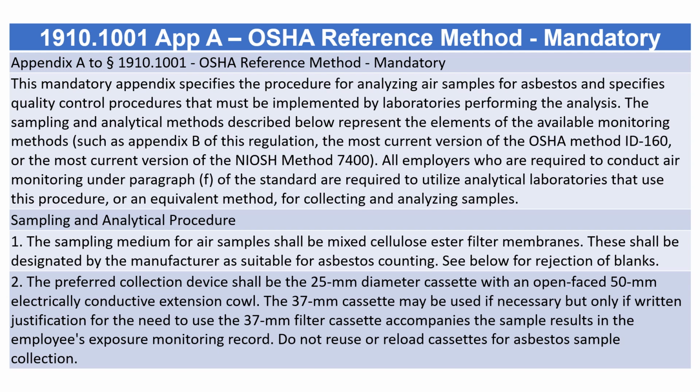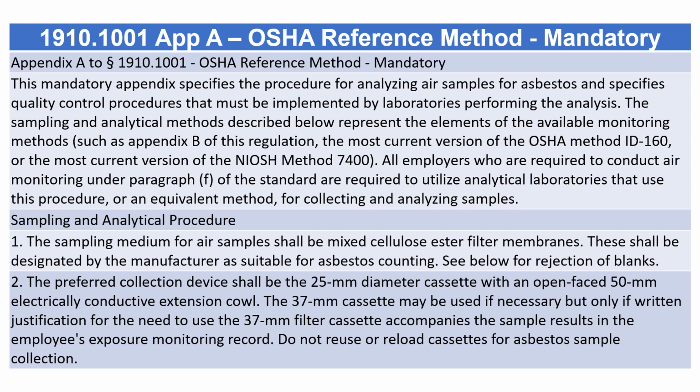This mandatory appendix specifies the procedure for analyzing air samples for asbestos and specifies quality control procedures that must be implemented by laboratories performing the analysis. The sampling and analytical methods described below represent the elements of the available monitoring methods, such as Appendix B of this regulation, the most current version of the OSHA method ID 160, or the most current version of the NIOSH method 7400. All employers who are required to conduct air monitoring under paragraph F of the standard are required to utilize analytical laboratories that use this procedure, or an equivalent method, for collecting and analyzing samples.